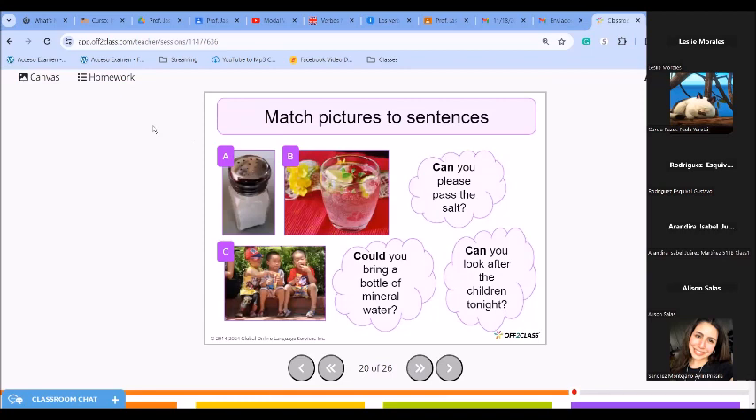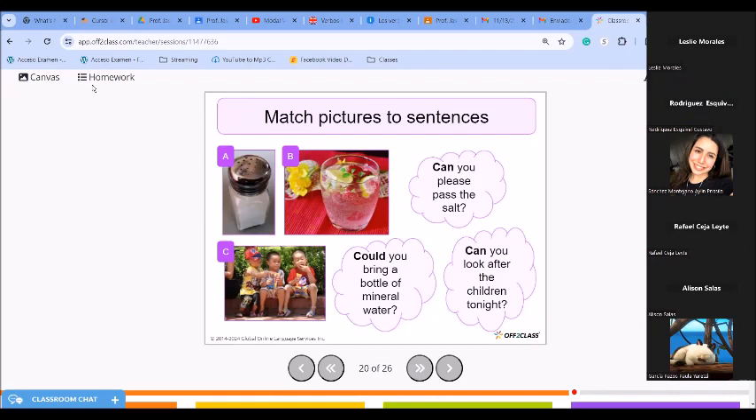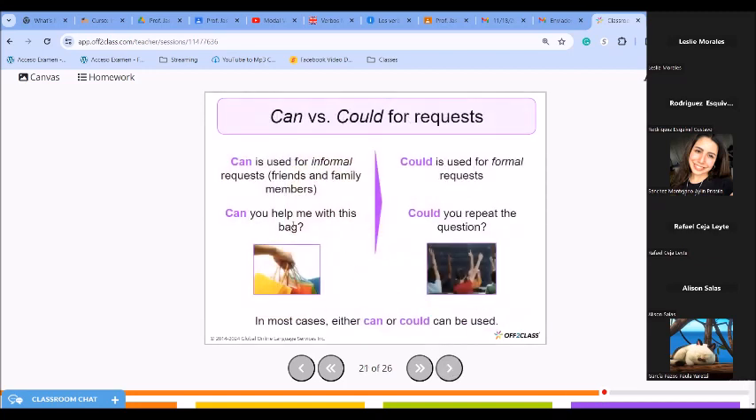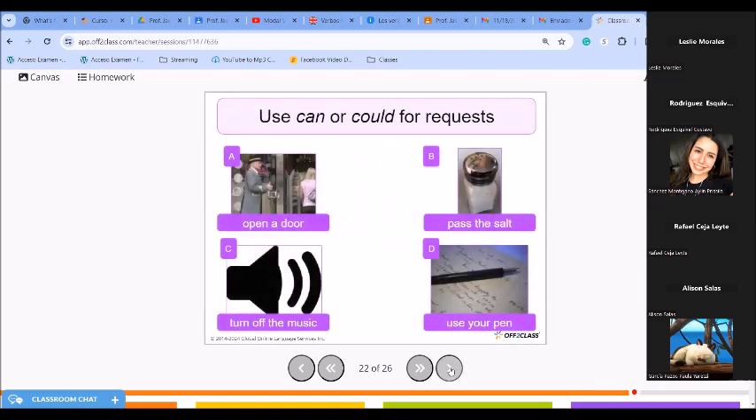Let's match. Let's start with Rafa. Okay. Hey, can you please pass the salt? Good. Eileen? B, could you bring a bottle of mineral water? Great. Gustavo? C, can you look after the children tonight? Perfect. So can and could work exactly the same. Just consider one to be more past and formal, and the other one is present and more informal, right? That's basically how they work.